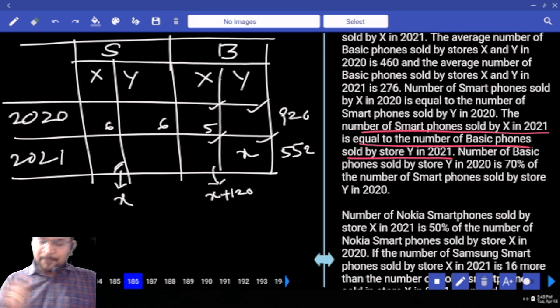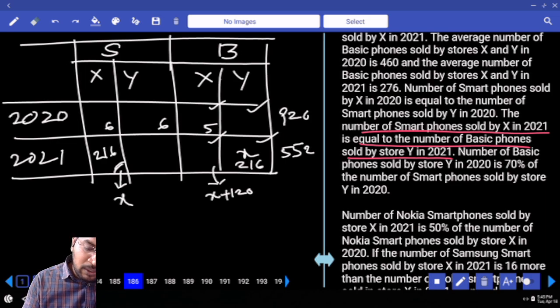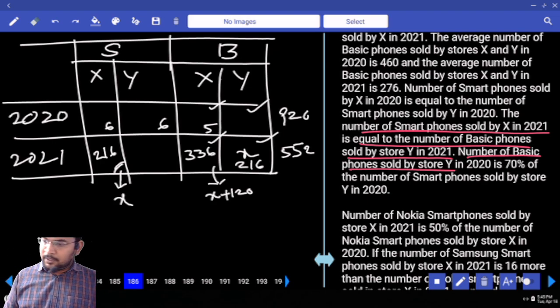Next, if you observe carefully here, till now X plus 120 and X add up to 552, that is nothing but 2X plus 120 is equal to 552. So if you subtract 120 from 552, we get 432. 2X is equal to 432, therefore X is 216. If this one is 216, this one is also 216, and this is 120 more, so 336.